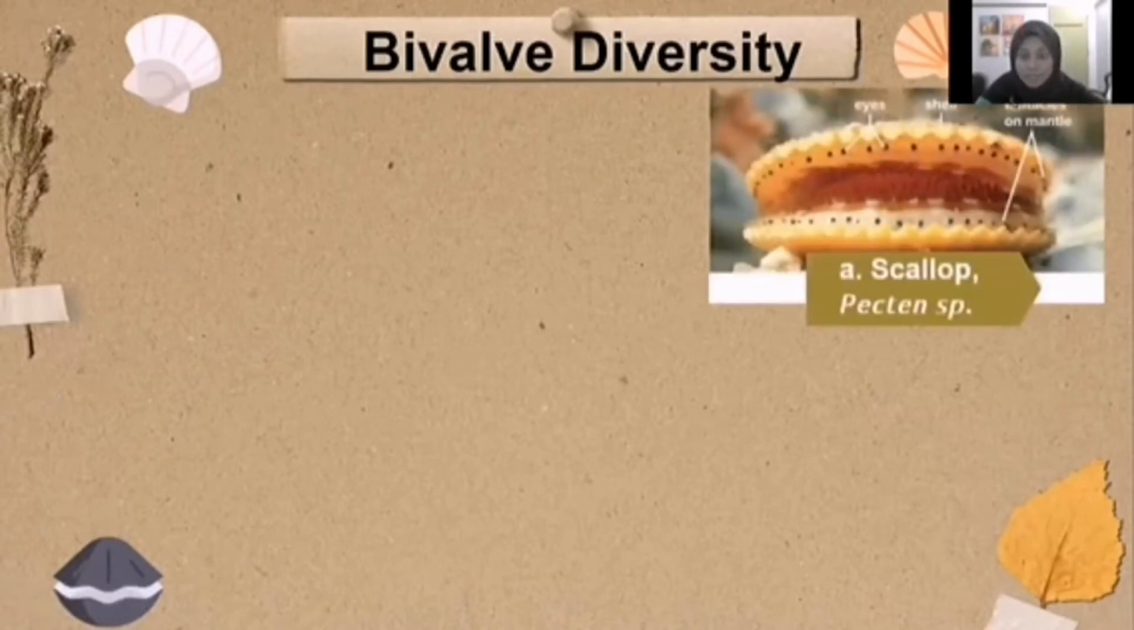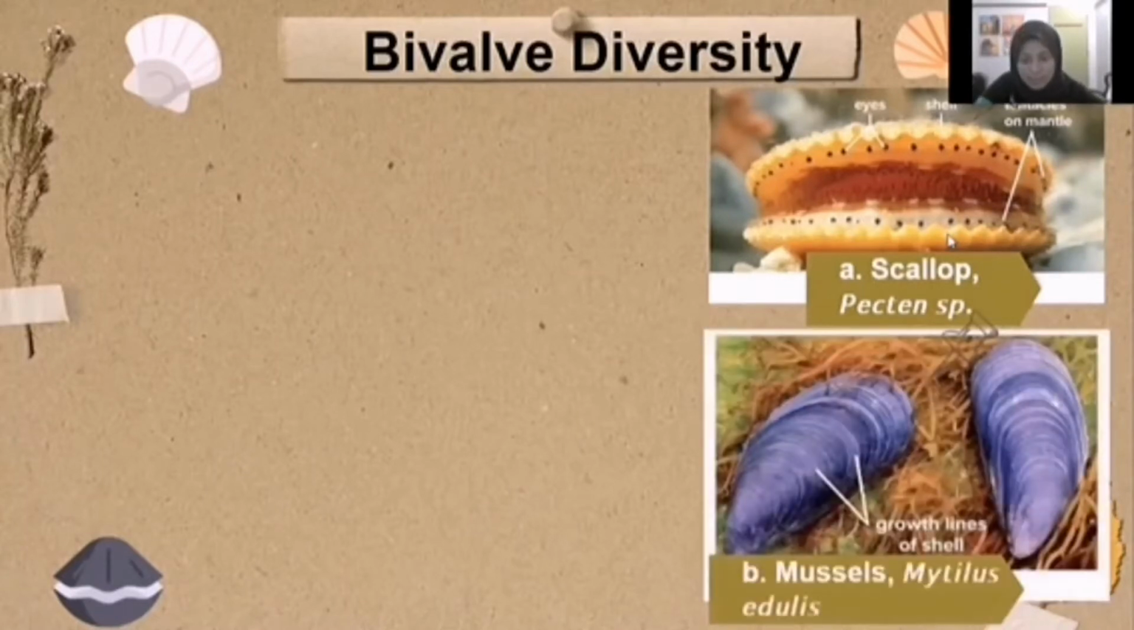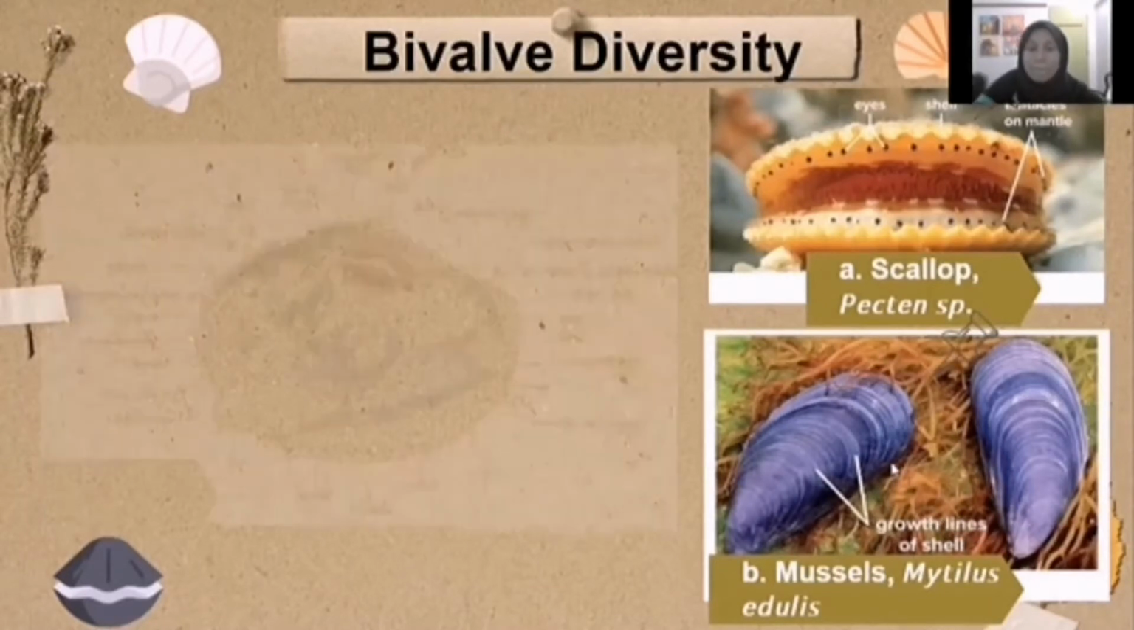The first one is a scallop. As you can see here, the scallop has three parts: the eyes, which are the black dots, the outermost part, which is the shell, and the tentacles on the mantle. The second one is mussels, Mytilus edulis species. There are growth lines on the shell of a mussel.